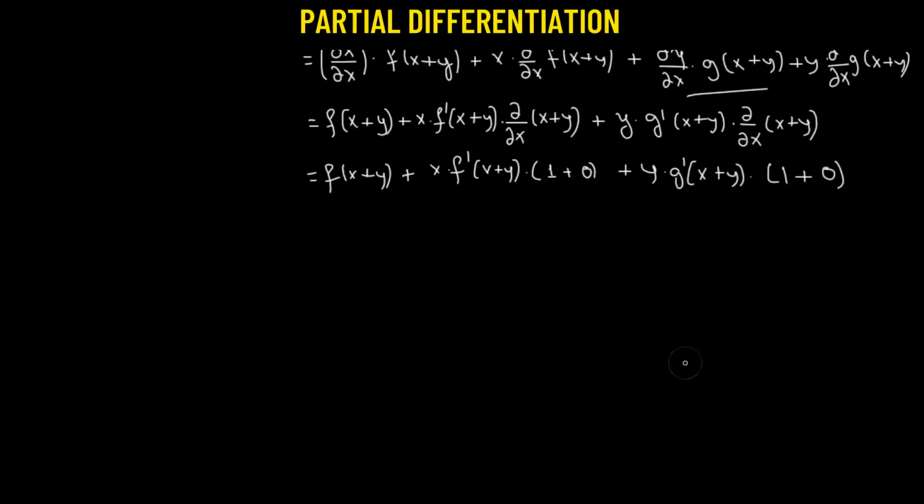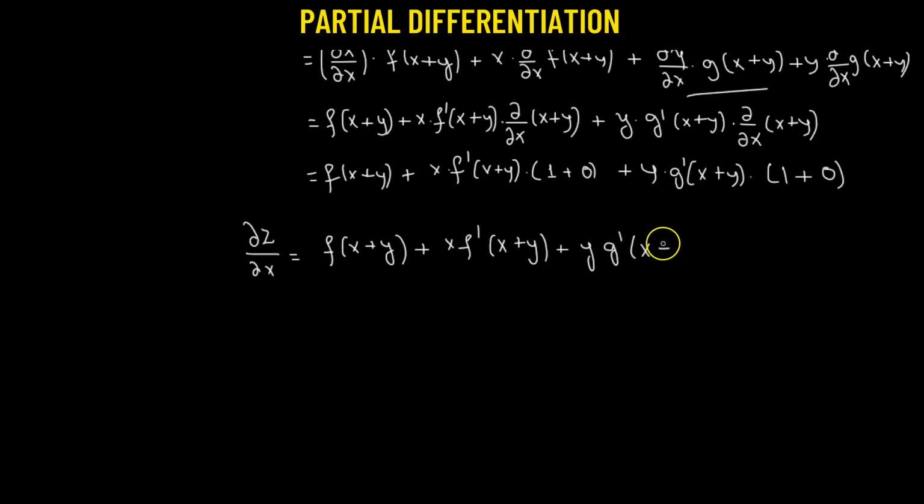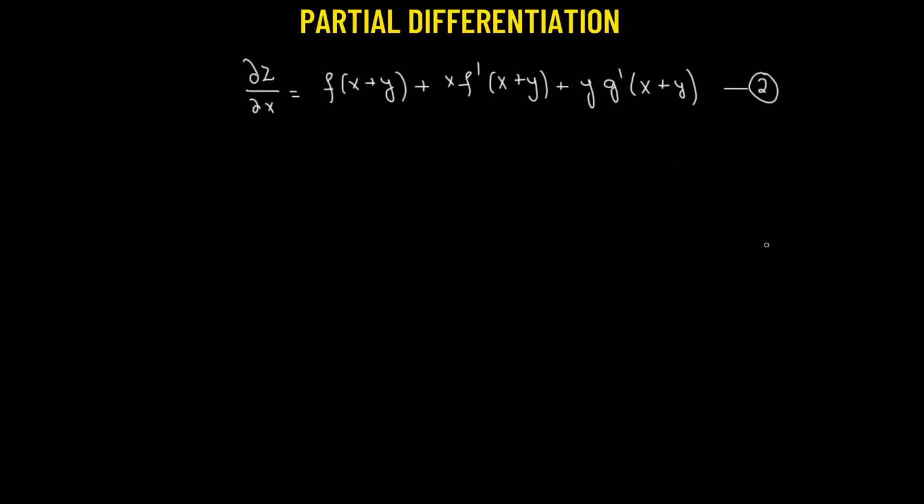So this now gives us the partial of z with respect to x equals the function f of x plus y plus x times f prime of x plus y plus y times g prime of x plus y. We're going to label this as equation number 2. In the next step, we'll take the partial derivative on both sides with respect to x again.